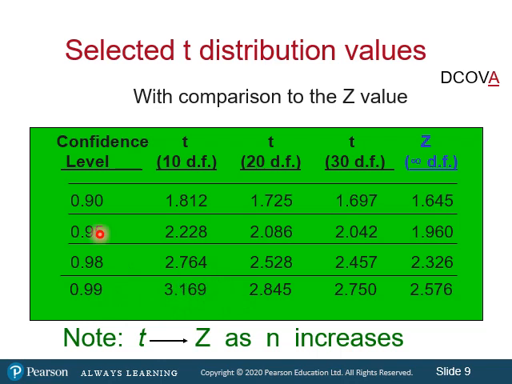So as the sample size increases, the t value will follow your z value. This is the last column here, right? This column here. If your sample size is more than 120, the t values here are actually the same as the z values.